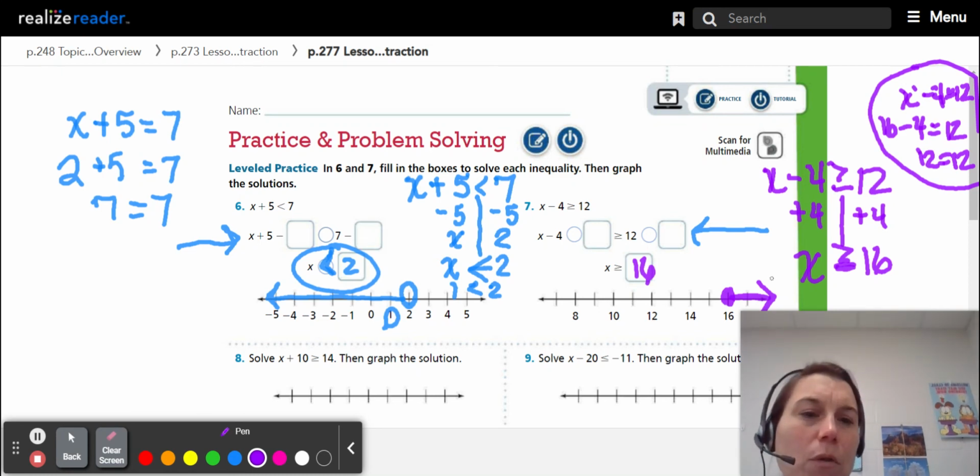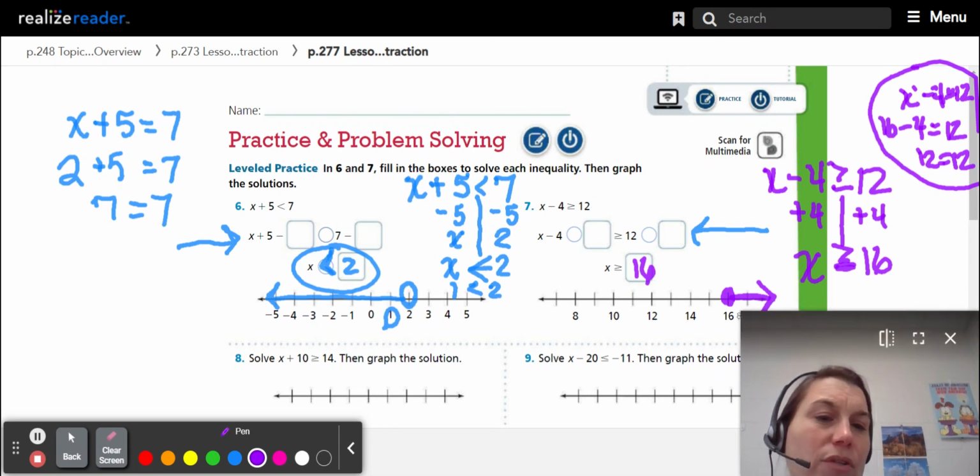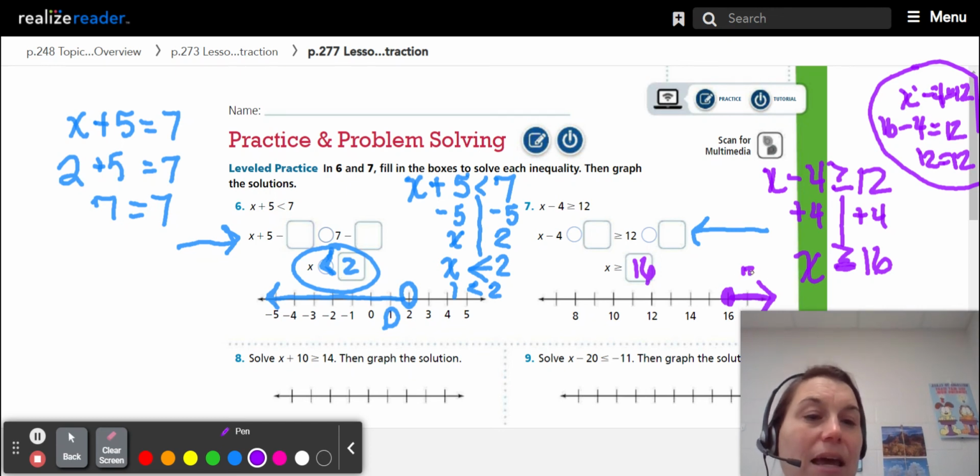And my time's almost up, so let me just make sure we do check this. So that would mean that I would pick a number on the right to make sure this is true. So I'm going to choose like 17. So I would take 17 and replace the x with 17. Is this true? Is 17 greater than 16? Yes. So then my shading is correct.